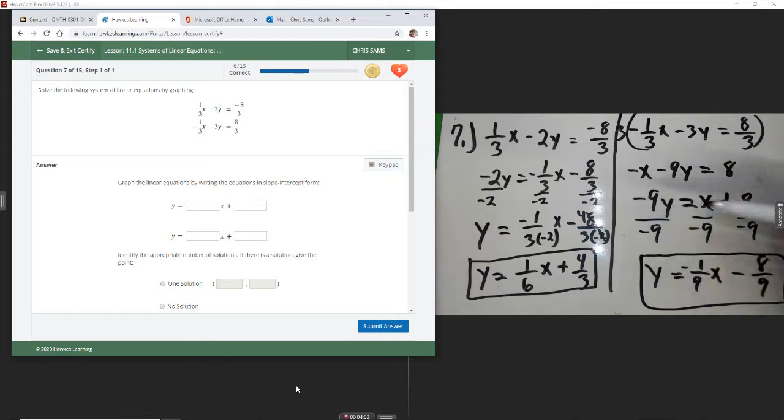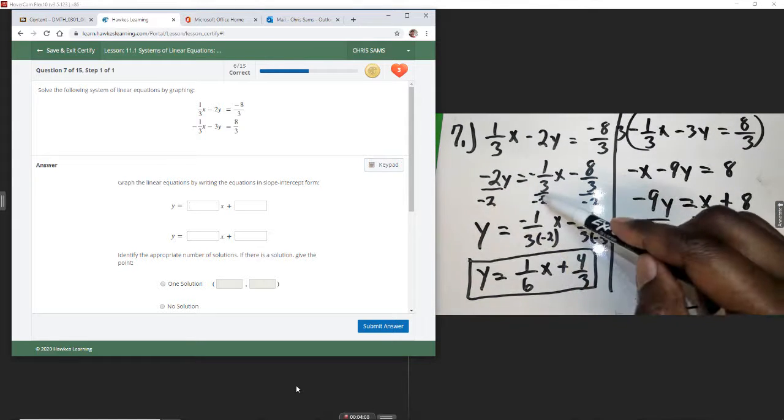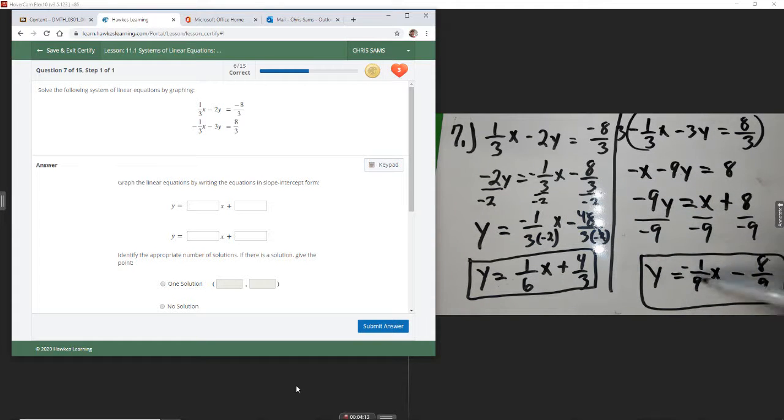So either way, you can either just multiply by 3, or you can move the x over and then divide. And if you have division already, you're just going to multiply those numbers at the bottom and make them bigger. So this is what we end up with. And from here, we have 1/6. And then we have 4/3. And then here we have -1/9. And then we have -8/9.